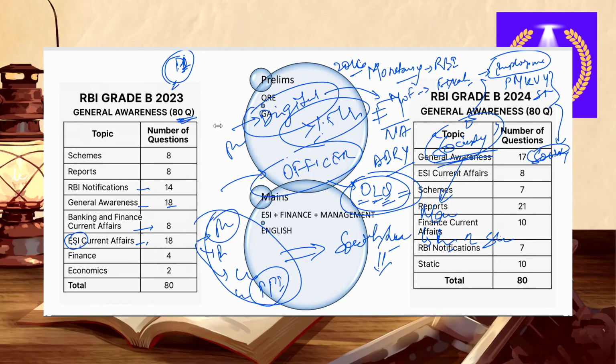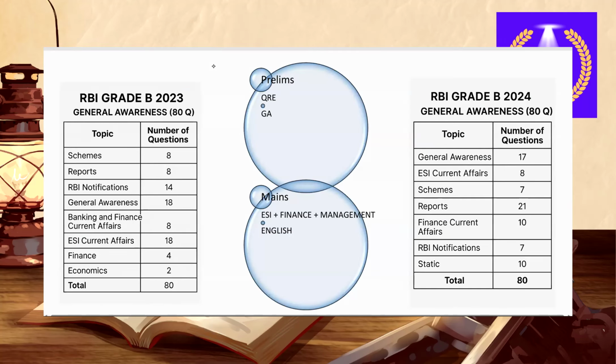Yes, various initiatives. Very good, Rishikesh. Various initiatives were there. UPI 123 for feature phones, BHIM, JAM trinity. Many things are there. All right. So it is very important to understand this. This was our pattern. See here, the pattern of 2024.